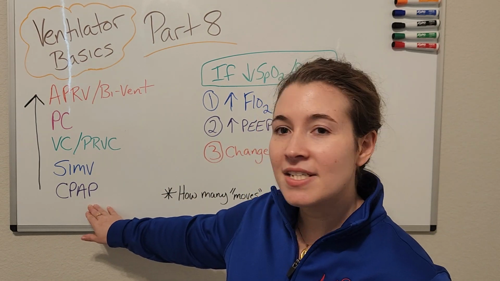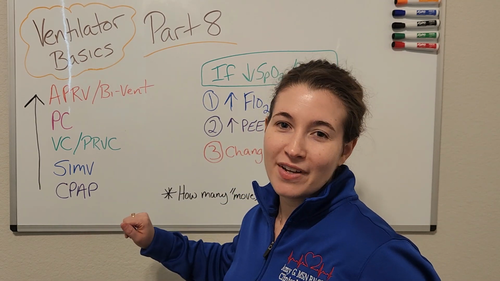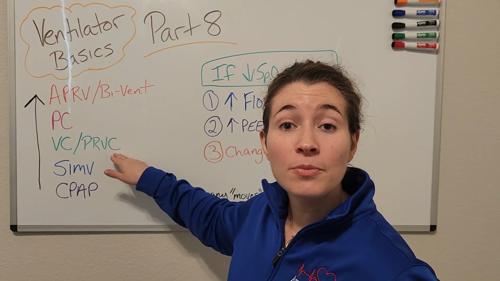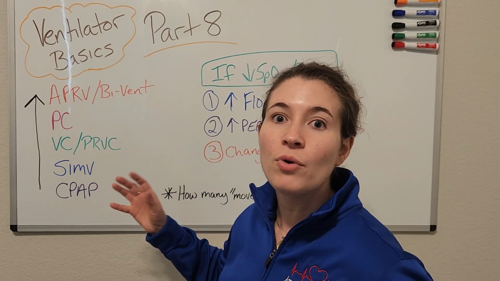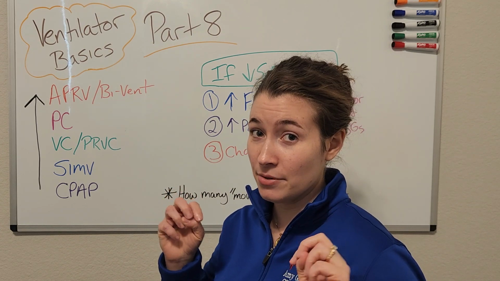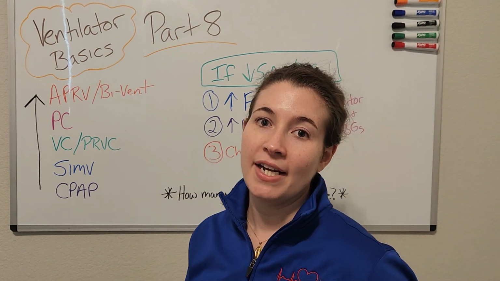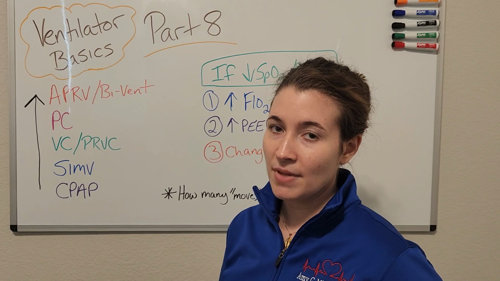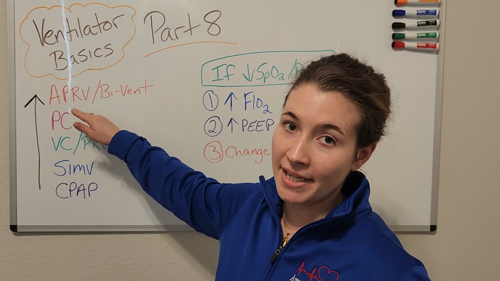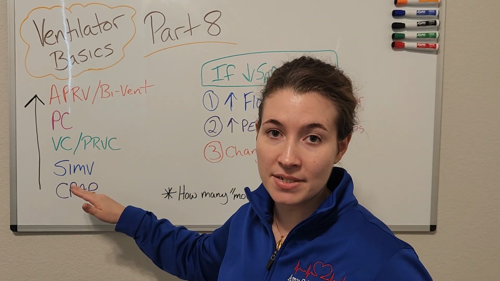At the bottom of the list, I have CPAP as that is our lowest acuity mode of ventilation, our weaning mode. Then we have SIMV, volume control, and PRVC, which I've grouped together for the purposes of this video as they are maintenance modes. Then we have pressure control and our advanced ventilator setting of APRV or bivent. Now, as the patient gets sicker, they would move up this list. As the patient gets better, they would move down this list.